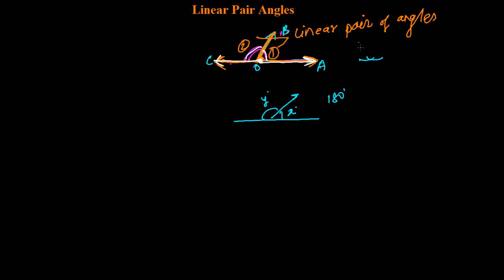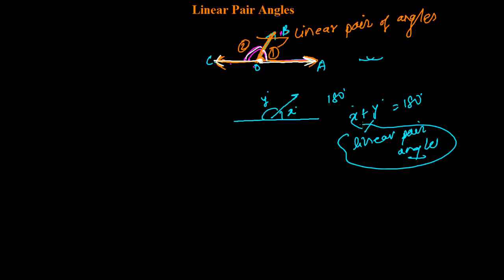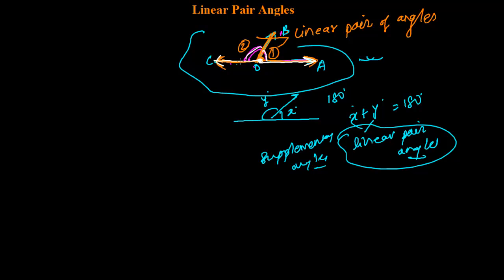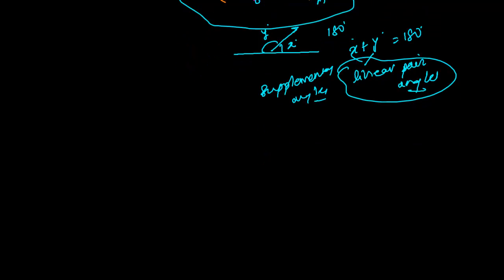But the concept was something like this. What is a linear pair of angles? Here, if x and y form 180 degrees, then you can say these are linear pair angles. It's the same as supplementary angles. You can understand it in this way, but we generally define it as I said initially. Now let's prove what the sum of the linear pair of angles is. Is it 180 degrees or not?